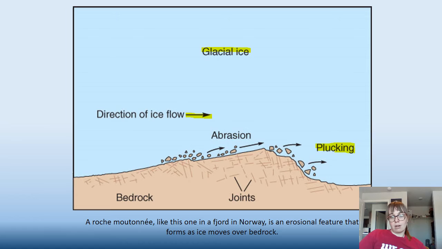One, it is causing erosion of the bedrock through plucking. So it's actually pulling out particles from the bedrock and incorporating them into the glacial ice. And then once those particles have been plucked and they're being dragged along at the bottom of the glacier, they act sort of like sandpaper to abrade or scratch the bedrock.